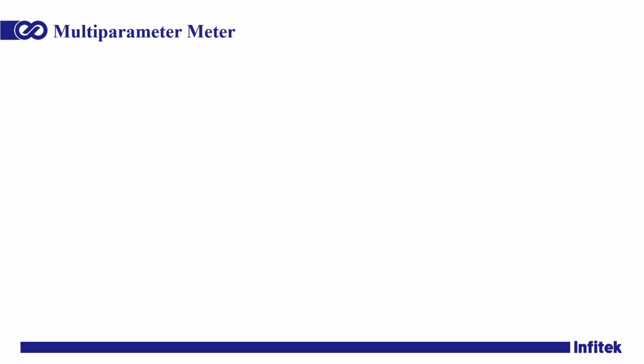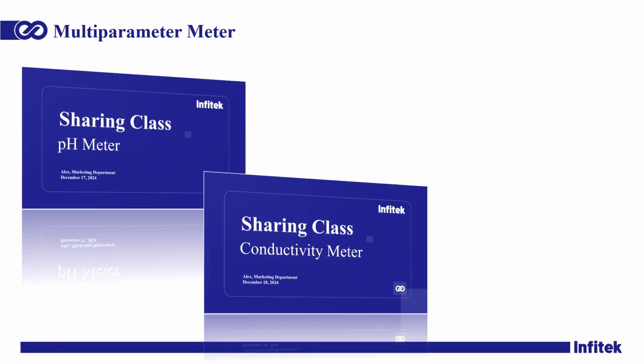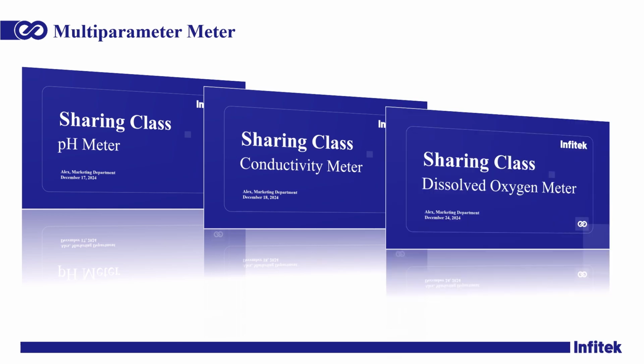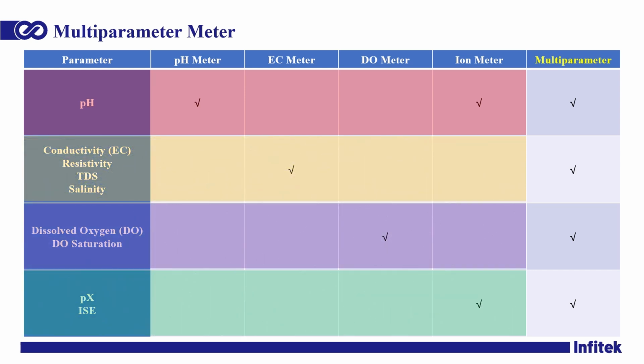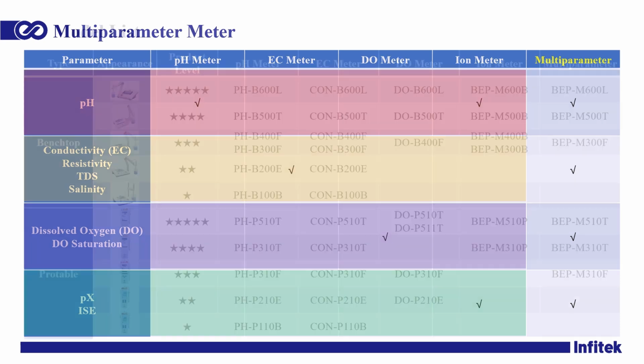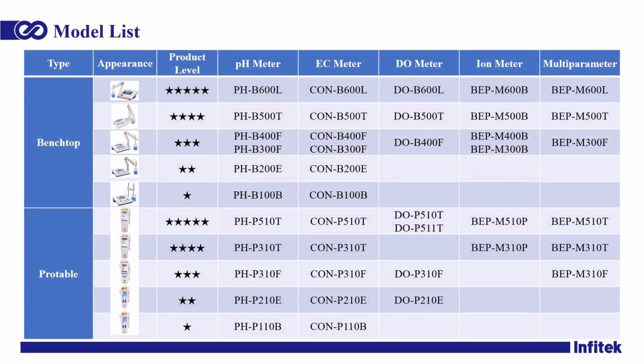So far, we have shared the relevant content of pH meter, conductivity meter, dissolved oxygen meter, and ion meter. Actually, we can easily understand what multiparameter meter is. Multiparameter meter is a combination of pH meter, conductivity meter, dissolved oxygen meter, and ion meter. Finally, I have listed the models in this overview table, so that you can easily check and select the required product based on your application.